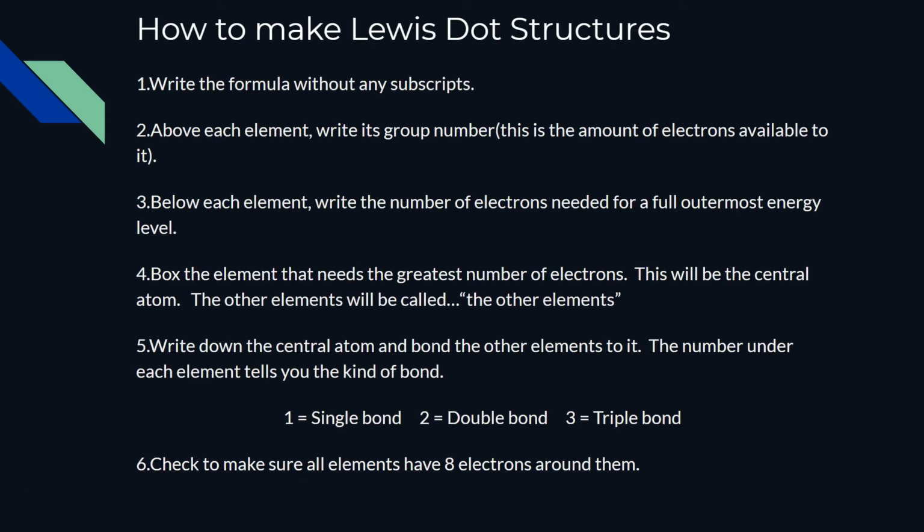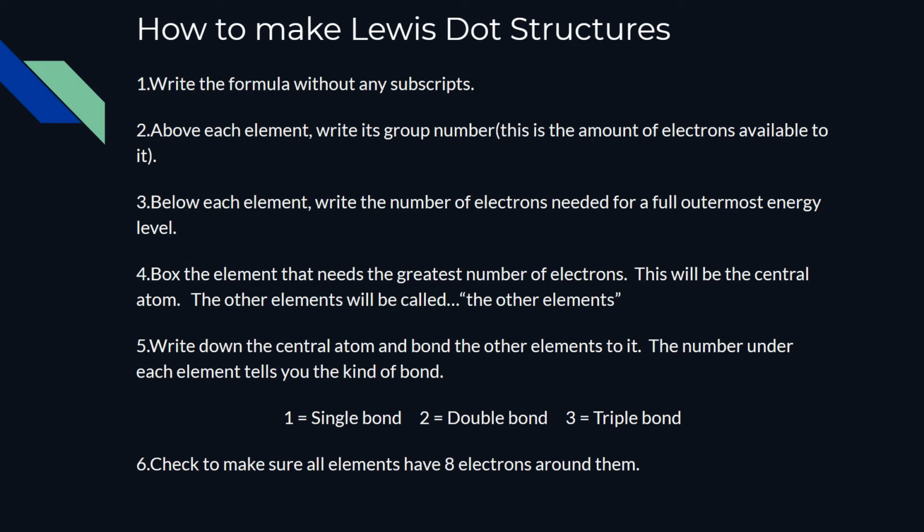And this is how we are going to be doing electron dot structures. Now I'm going to explain to you how to do it first in words, and then I'm going to have a link with the practice that'll go with you step by step of how to set this up and do them. So the first step you're going to do is write the formula without any subscripts.